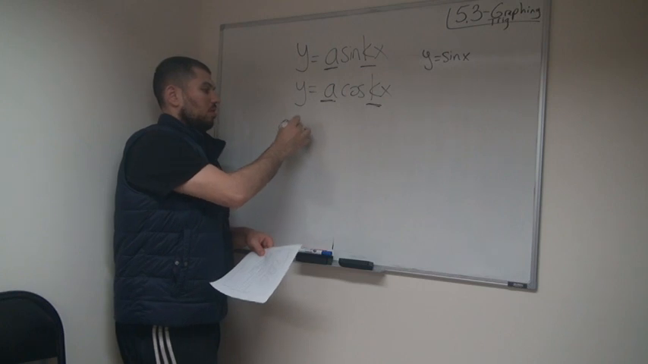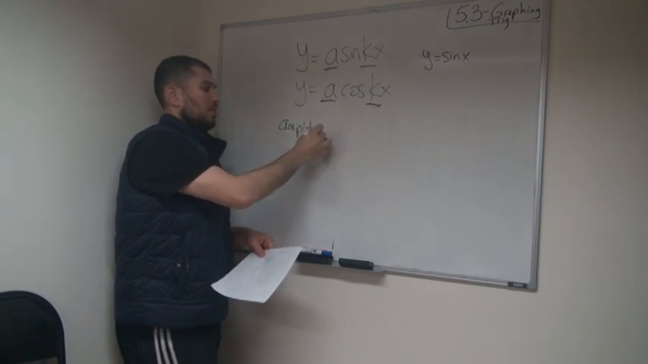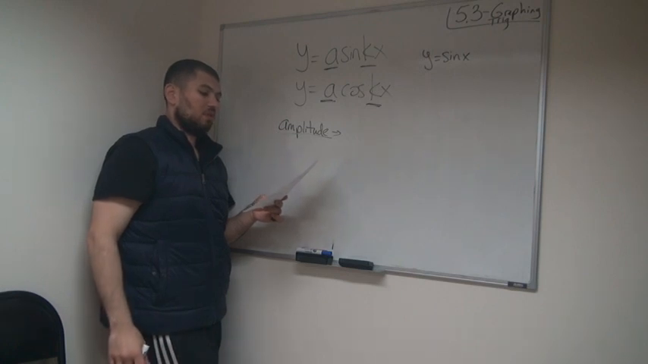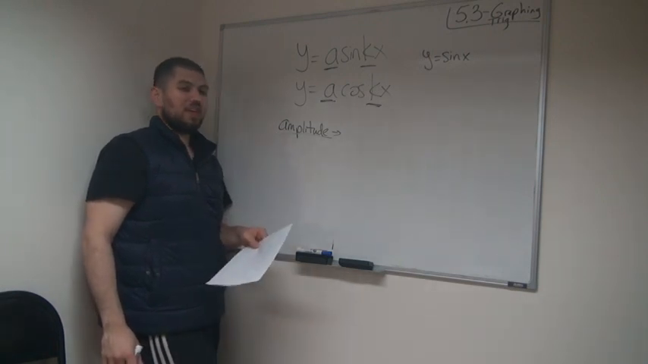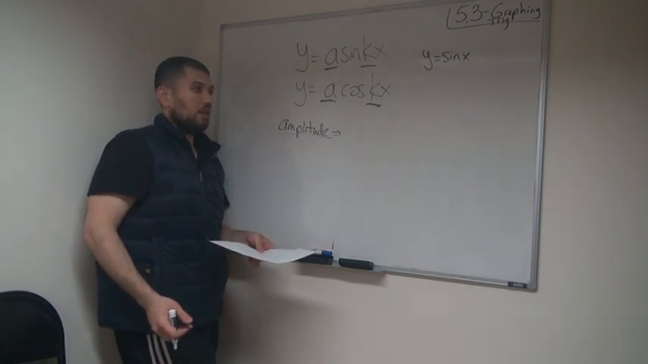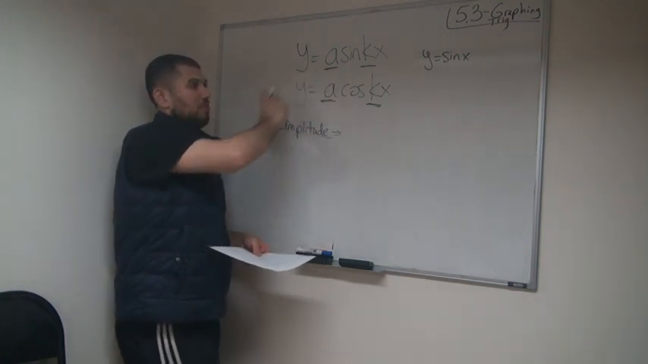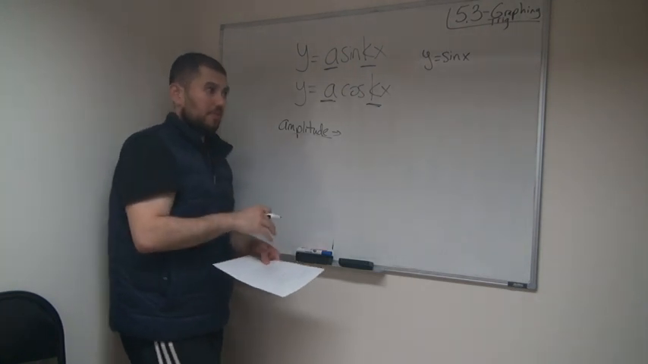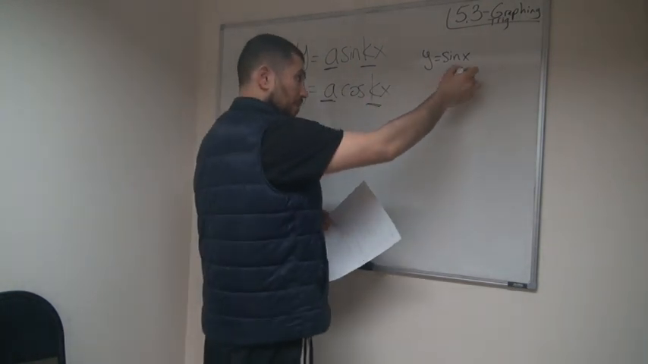Amplitude. Didn't throw that one at you before. What is amplitude? Amplitude is the largest value the function will attain. You can think of it as your max value or your min value. You're going to take the absolute value of a. It's the height that the graph will get from the zero point, from the normal point.